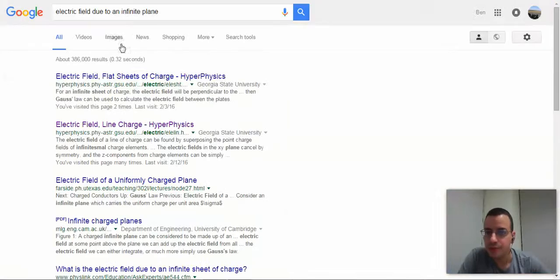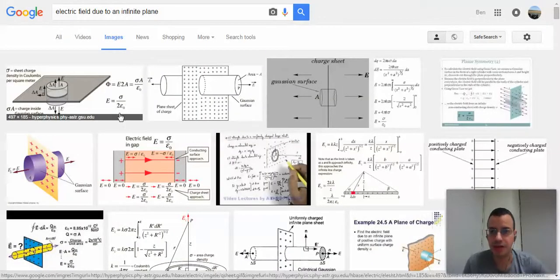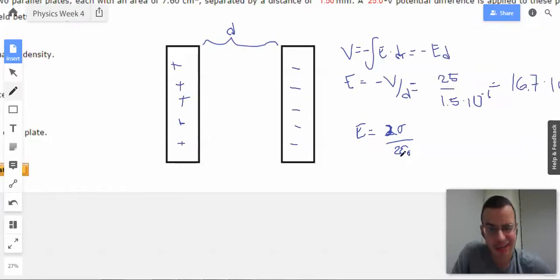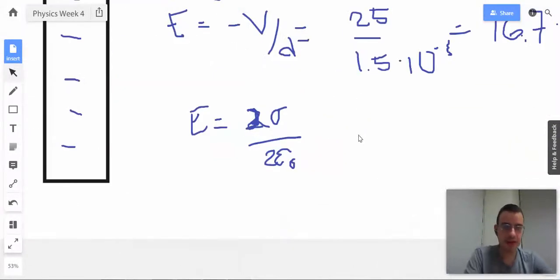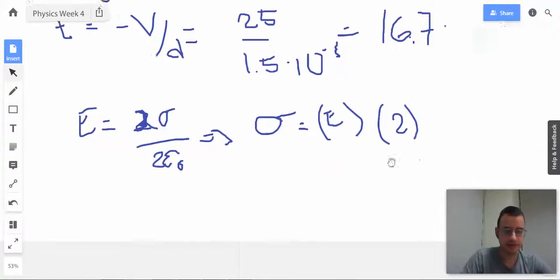Infinite line charge? Nope. Flat sheets, as opposed to wrinkled sheets. Too slow. Maybe if I just click images, the right thing will pop up. Yep, E equals sigma over 2 epsilon naught. Perfect. And epsilon naught is 8.85 times 10 to the negative 12th. Okay, so we know what the electric field is. So the surface charge density, sigma, is E times 2 times epsilon naught.